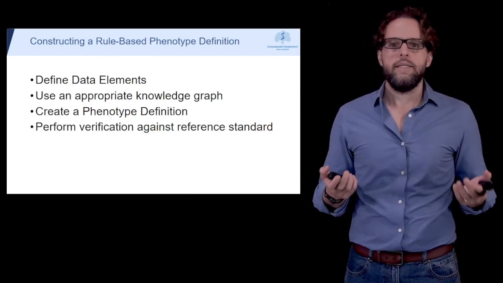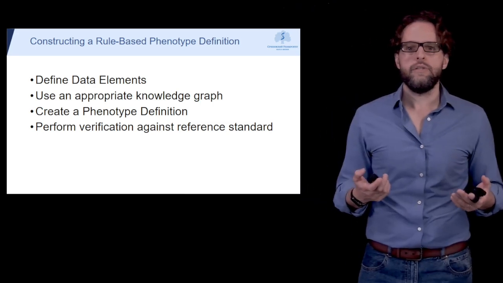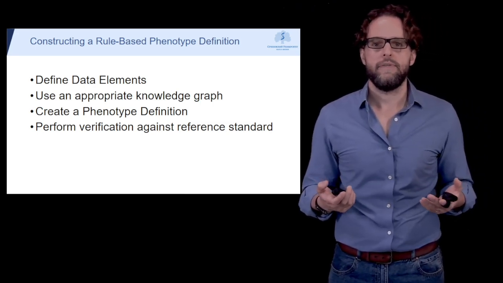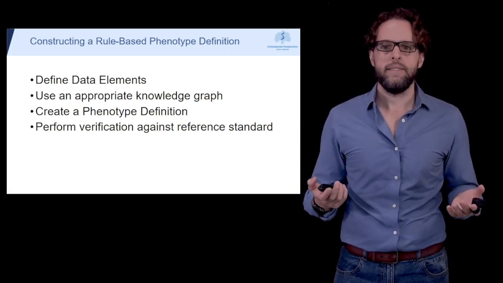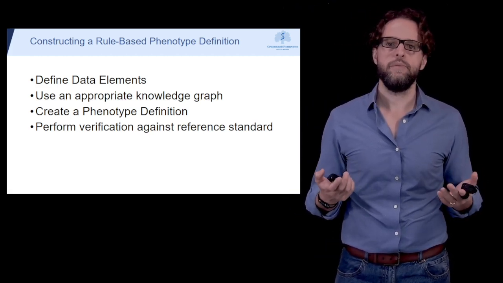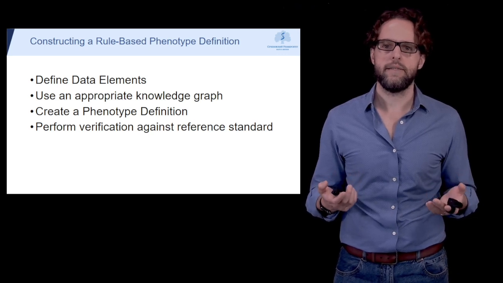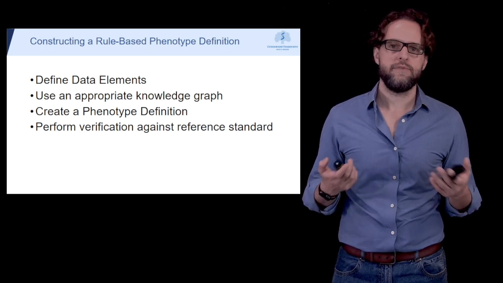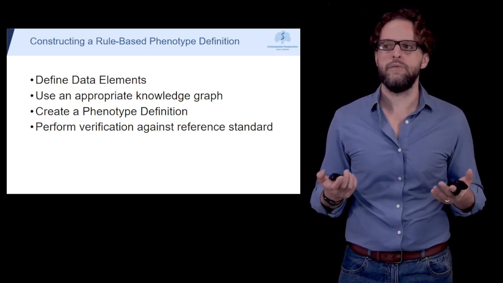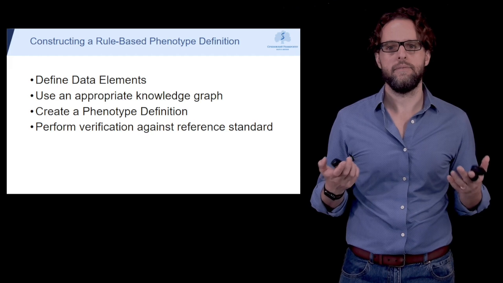How does one end up creating a definition of a phenotype for phenotyping based on rules? We define the data elements which should be obtained from the medical record. Use the appropriate knowledge graph to transform these data elements into specific criteria.